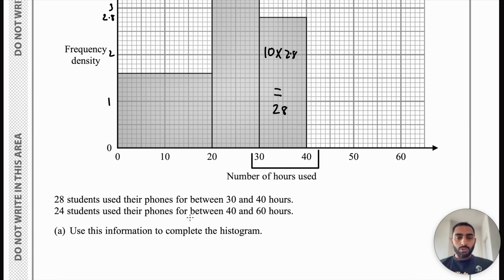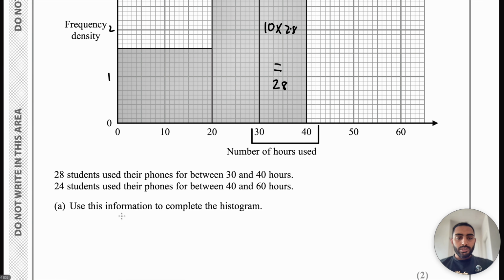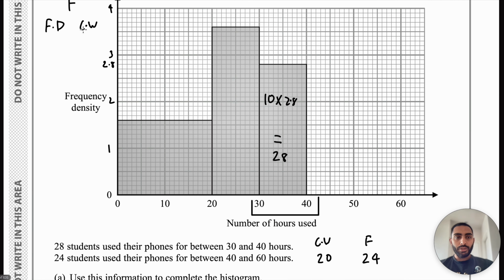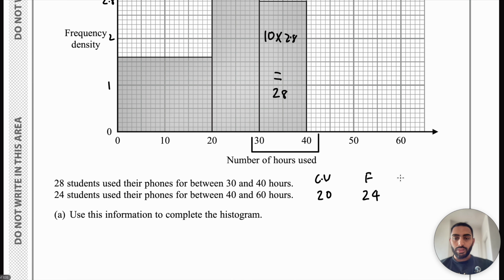24 students use their phones for between 40 and 60 hours. Use this information to complete the histogram. So we know that there's 24 students, so the area of this section here between 40 and 60 will be 24. The class interval is between 40 and 60, so the class width is 60 take away 40, which is 20. So this is my class width, and that's my frequency. To work out my frequency density, I'm going to do frequency divided by my class width. So I'm doing 24 divided by 20, which is 1.2.